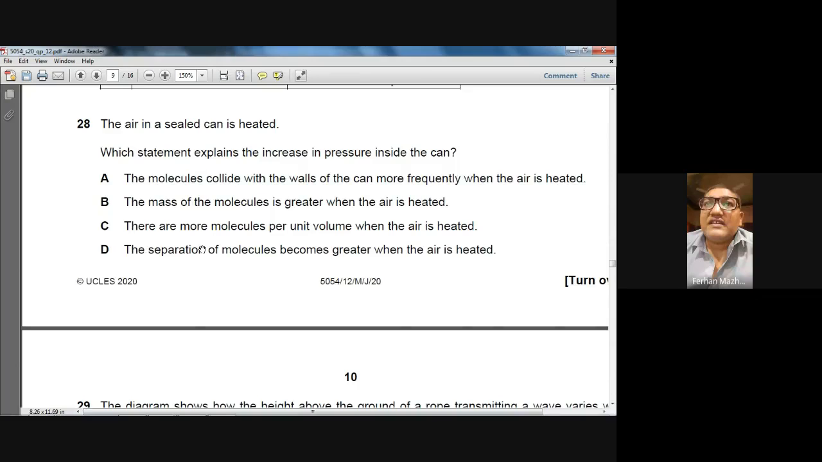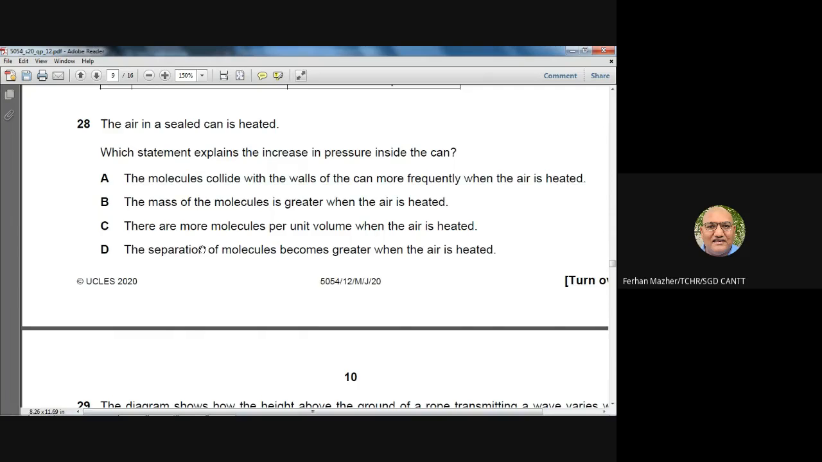The molecules collide with the walls of the can more frequently when the air is heated. That is true, 100% true. The mass of the molecule is greater when the air is heated. That's wrong. There are more molecules per unit volume when the air is heated. That's also wrong. The separation of molecules becomes greater when the air is heated. Yeah, but that has nothing to do with the pressure.